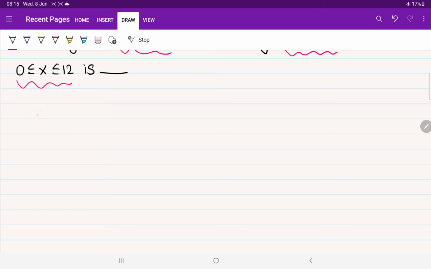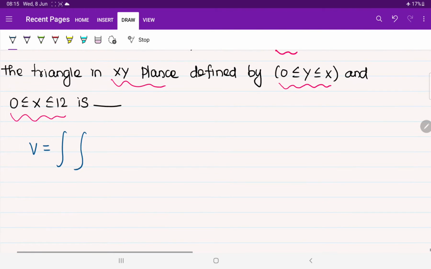The required volume can be directly expressed in terms of x and y. First you have to write it this way. If you observe, x is simply defined with plain values, without any variables. But y is defined as 0 to x.